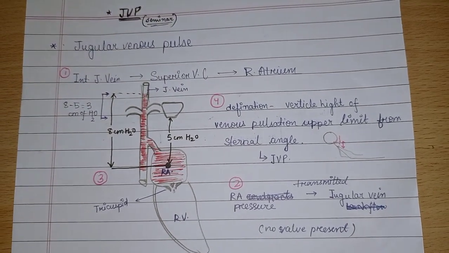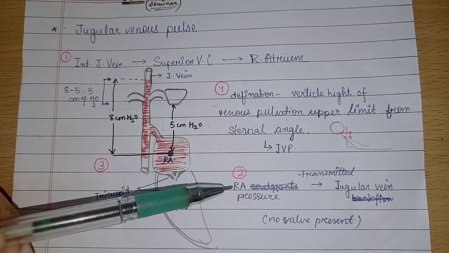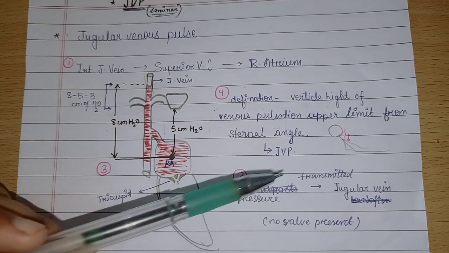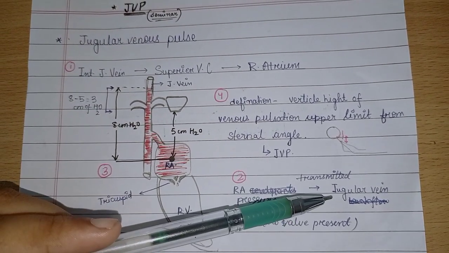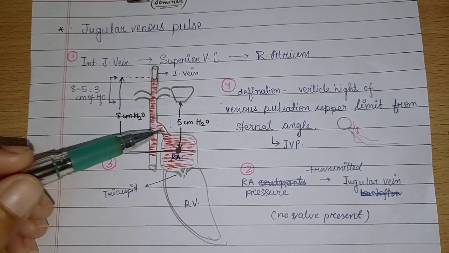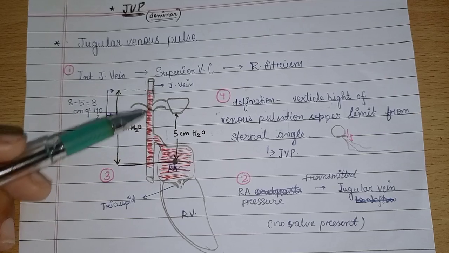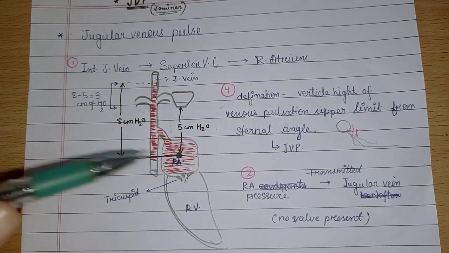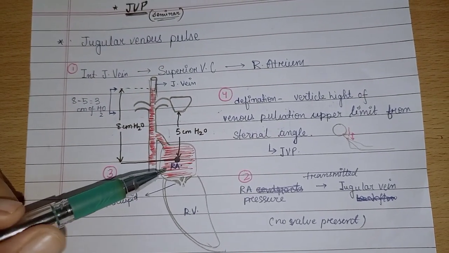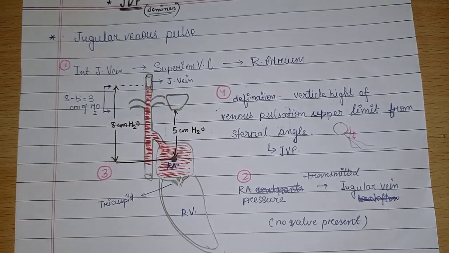The right atrium pressure is transmitted to the jugular vein as there is no valve present. As there is no valve between the internal jugular vein and the right atrium, when right atrium pressure changes, it will reflect in the jugular vein.